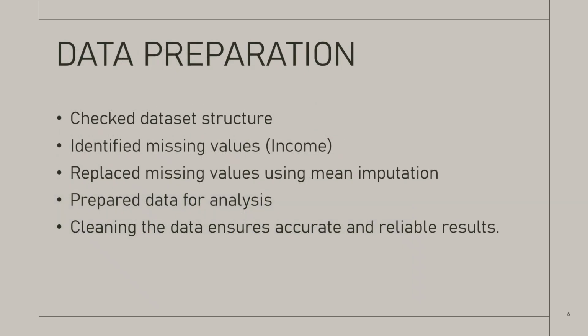Before performing any analysis, we first prepared the data to ensure accuracy. We checked for missing values across all of the variables and found that only the income variable had missing data. To handle this, we replaced the missing income values with the mean income, which is the same method we used in our class labs. This step is important because missing data can negatively impact the results of our model. By cleaning and preparing the data properly, we ensure that our analysis is both reliable and accurate.